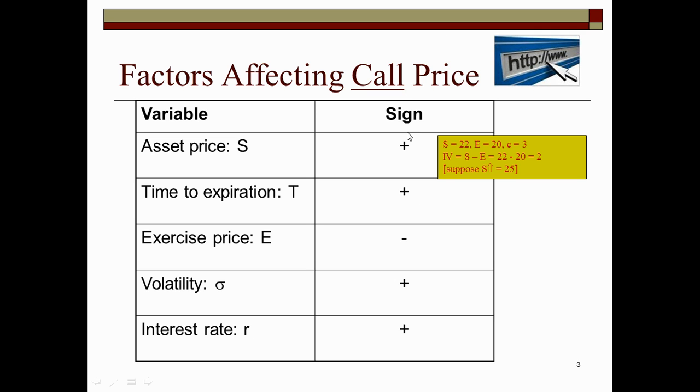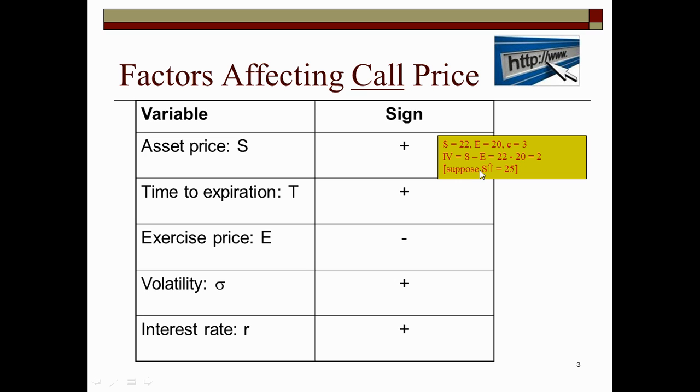And then on this side, we show the nature of the relationship between each of these variables and the price of a call. For example, we show here that there is a positive relationship between the price of the underlying asset and the price of a call. For example, if the underlying asset is currently priced at S equal $22 and the call option's exercise price is 20 and the call premium is 3, then we show that the intrinsic value of this call option, which is S minus E, would be equal to 2.